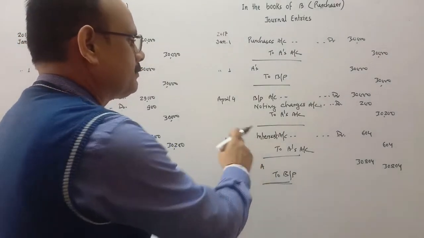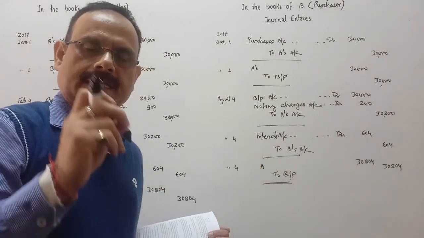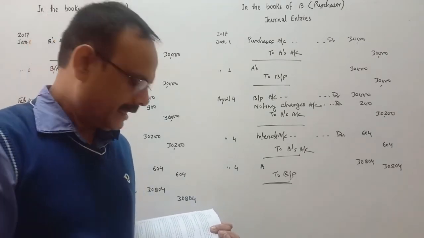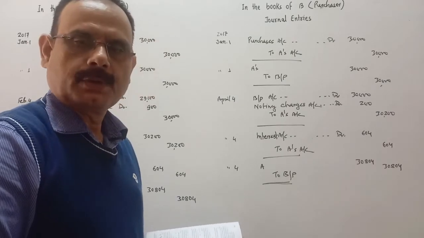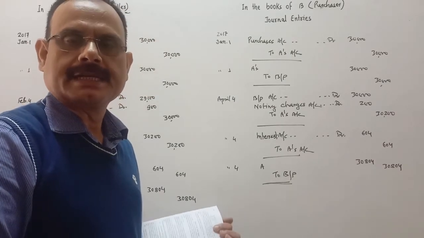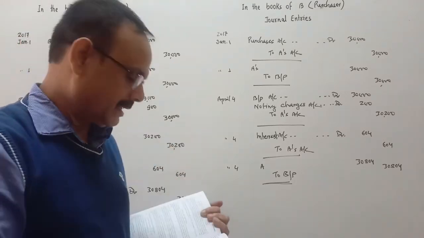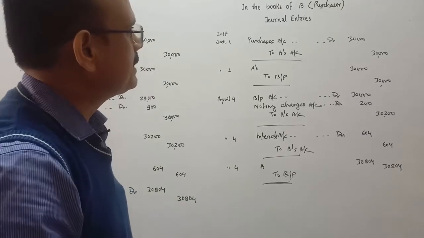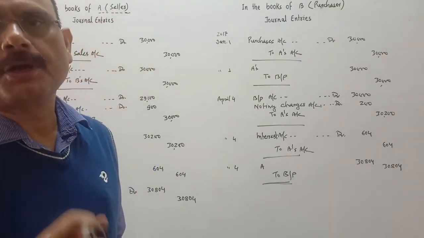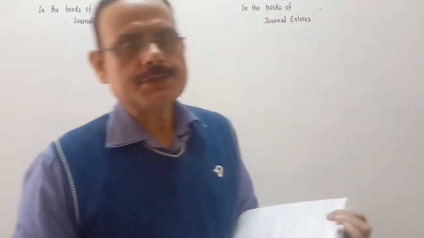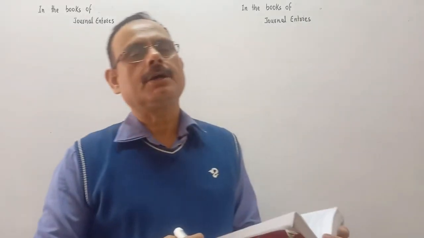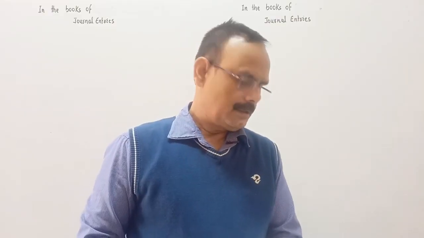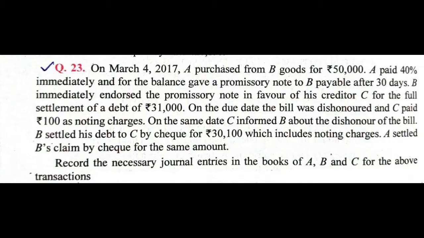Here the narration will be, being interest is allowed for the extension of the bill for 2 months at the rate of 12% per annum. So the entry is clear in the books of A and in the books of B. Now see one question based on dishonor of the bill in case of endorsement.